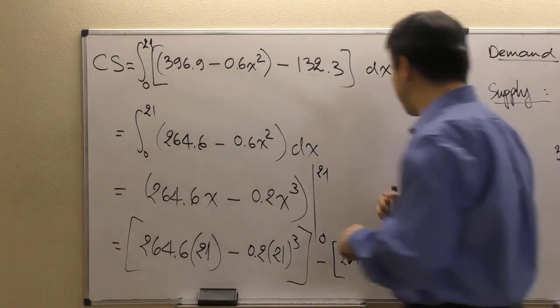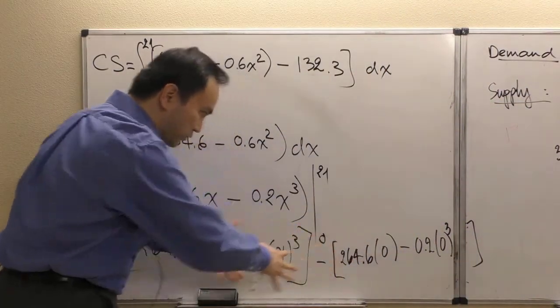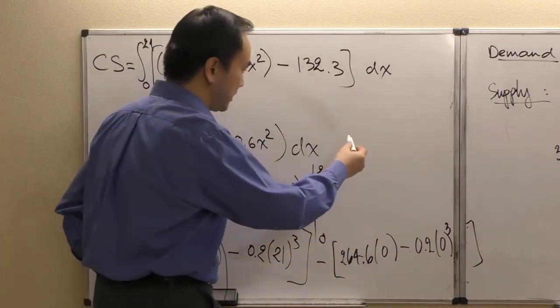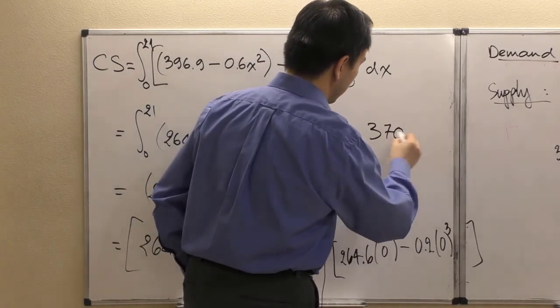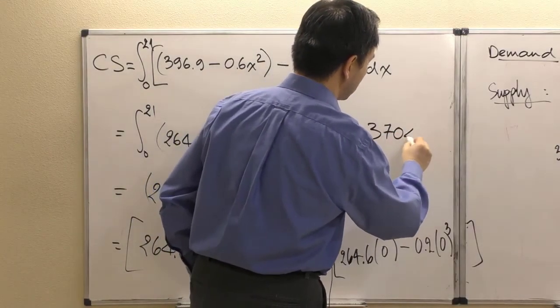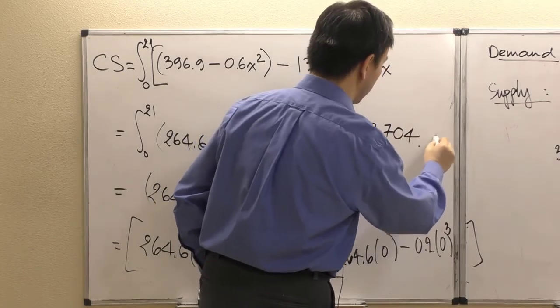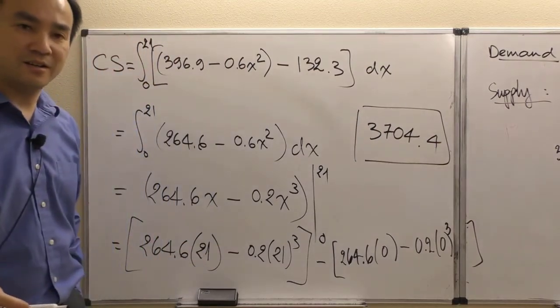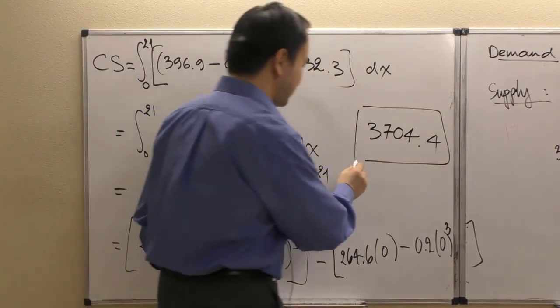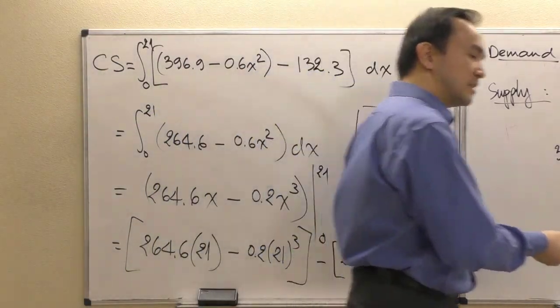All right, so my final answer after working through all of this work came out to be 3,704.4. Okay, that's our final answer, and this is called the consumer's surplus.